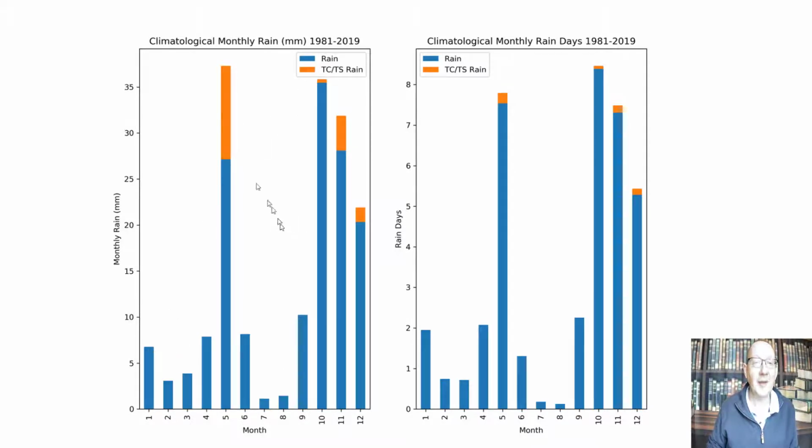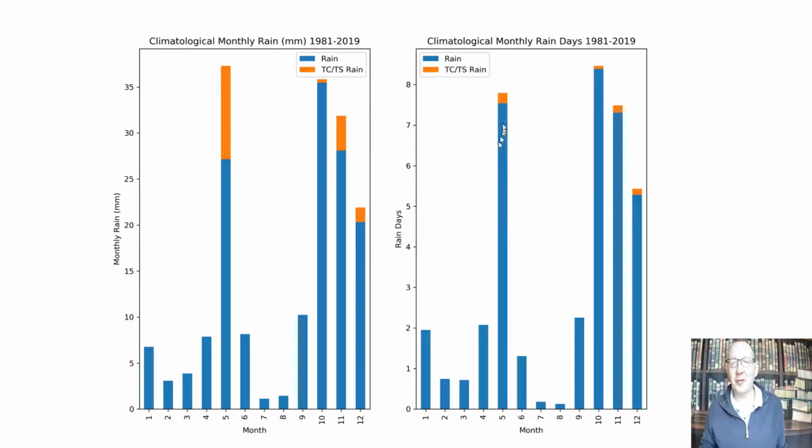And what we can see is that tropical cyclones in the past 40 years have made a substantial contribution to the total rain in May, and relatively small contributions in October, November, December, though the total here is not terribly dissimilar from that. And given how rare these events are, there's just maybe chance.